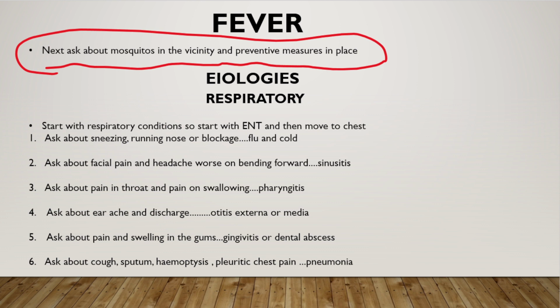Then we will now focus on etiology. We'll start with the respiratory system. In the respiratory system, we'll start with ENT problems and then move on to the chest.